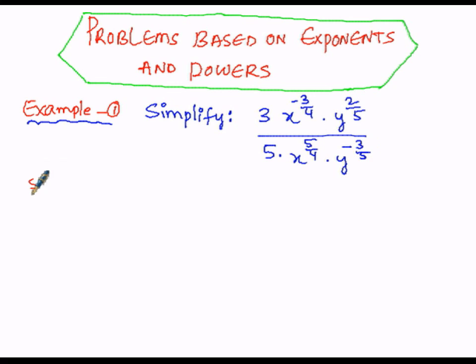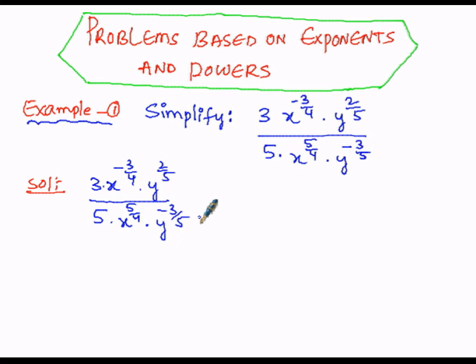Then now the solution starts. So in our solution, here we had 3x to the power of minus 3 by 4 into y to the power of 2 by 5 overall divided by 5 into x to the power of 5 by 4 into y to the power of minus 3 by 5.